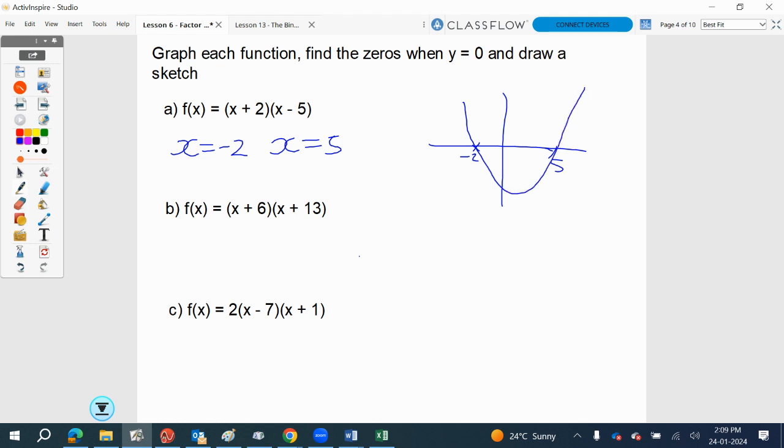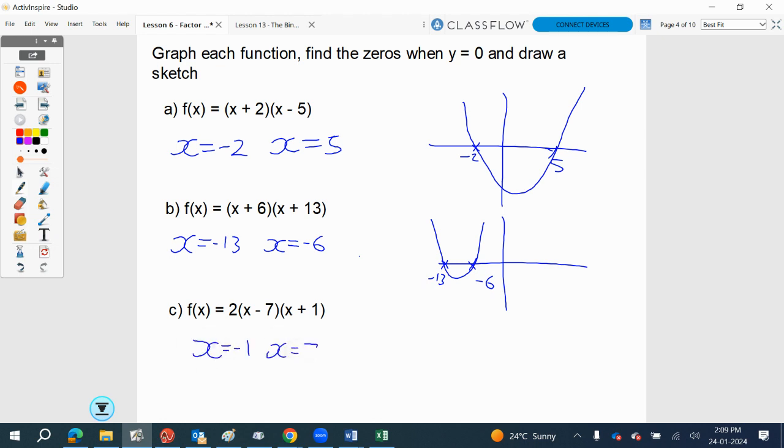B, what are the roots of this one? x equals -13, x equals -6. Happy face again, isn't it? We go through these two points and we look something like this. C. X equals -1, x equals 7. Happy face again. We're looking like this, -1 and 7.